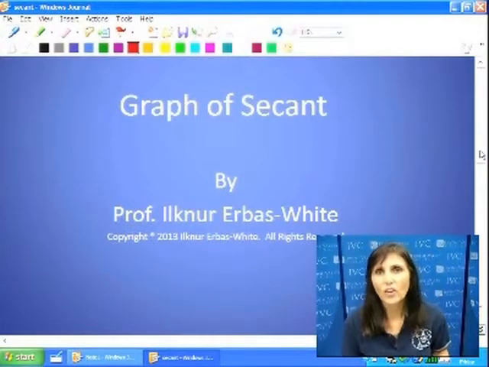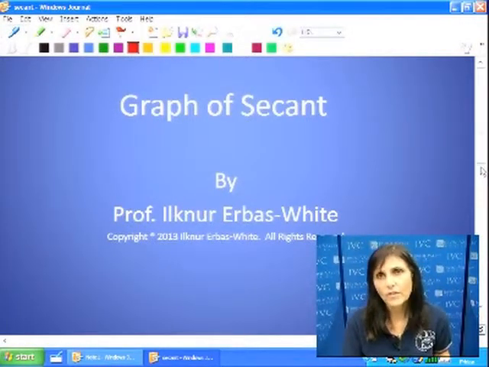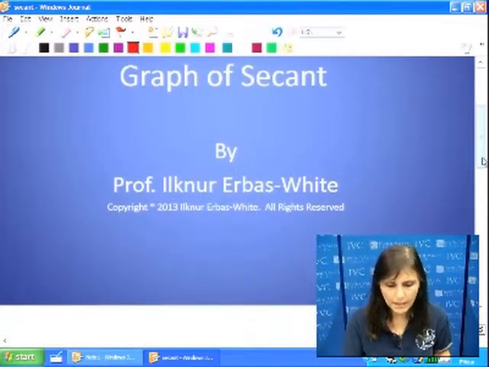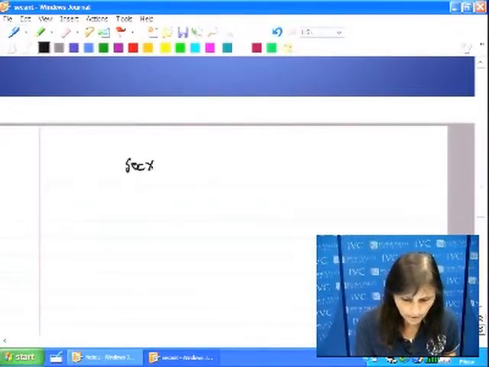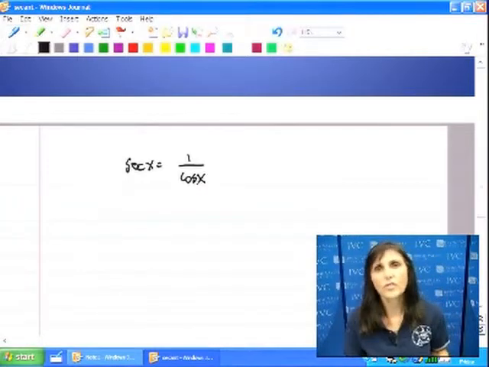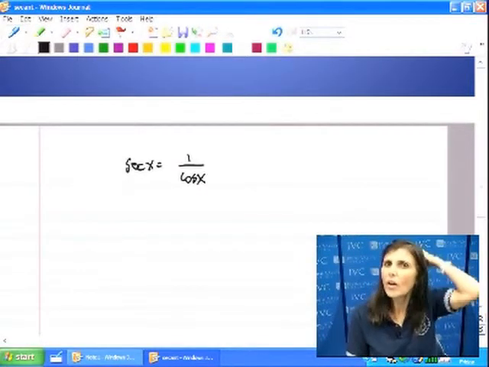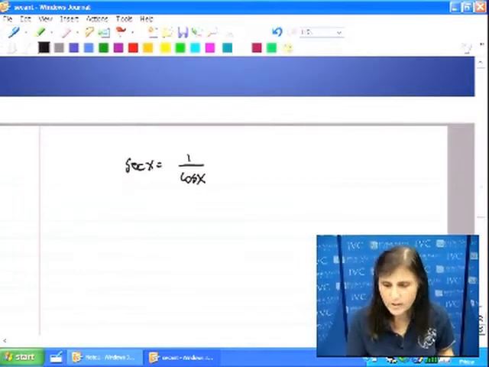Today we will look at the graph of secant. To draw a graph of secant, you need to think of the cosine function, because secant is simply 1 over cosine. So let's go to our cosine function. Make sure that you watch the video of cosine before you watch the secant video.